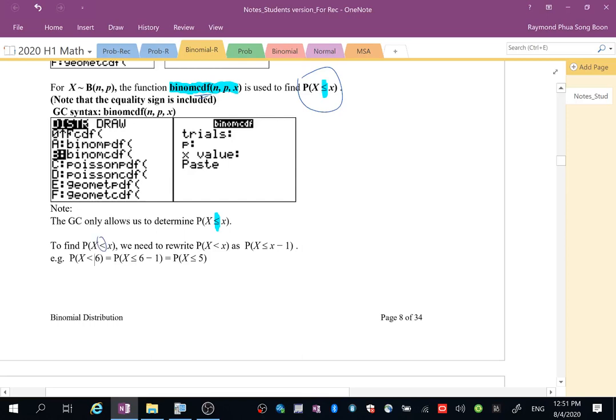Then in that case, we will need to rewrite probability X less than x in the form of probability X less than or equals to x minus 1. Okay, let's look at an example. Probability X less than 6.